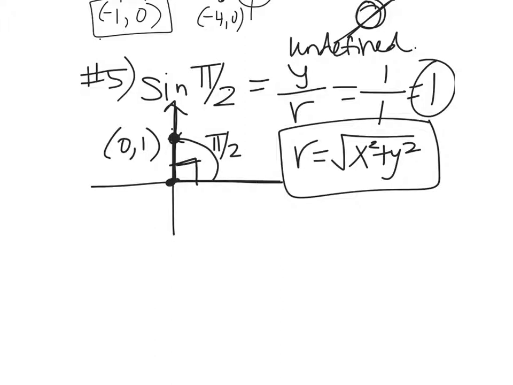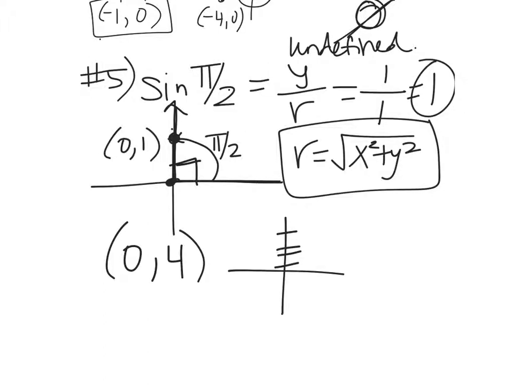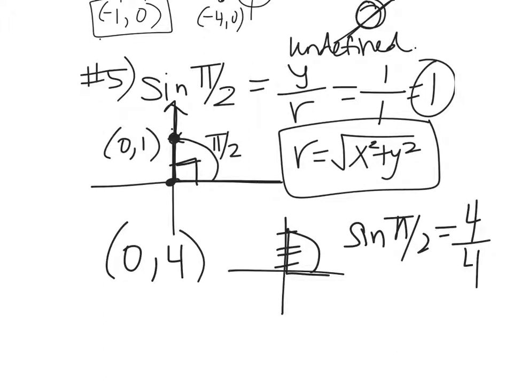Why did I make that point 0, 1? What if that point was 0, 4? Or 1, 2? It doesn't matter, right? You go to there, and then sine of pi over 2 would be y over r. y is 4, but r is now 4. So you still get 1. It doesn't matter. Just make them all 1s. It's easier that way, okay?